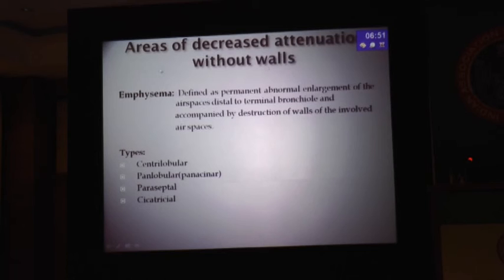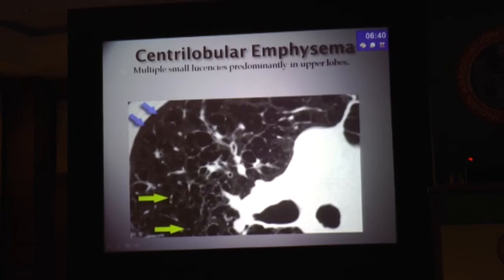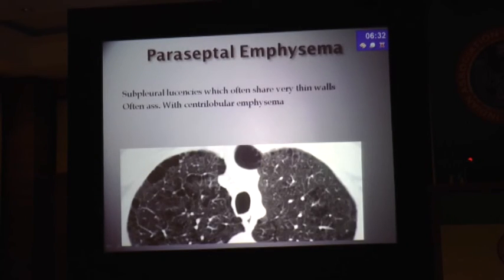Then without walls. So in this category we have emphysema, and types of emphysema we know: centrilobular, panacinar, paraseptal, cicatricial. So this is a centrilobular emphysema. So the lobule is affected. Centrilobular emphysema seen in smokers. Paraseptal emphysema usually associated with centrilobular. And with this I would like to summarize.